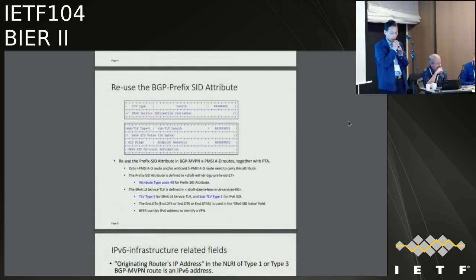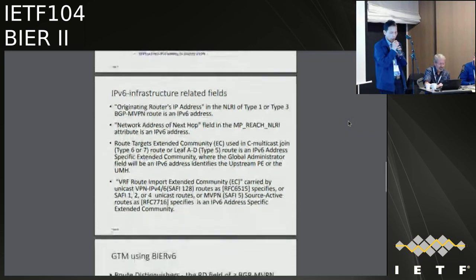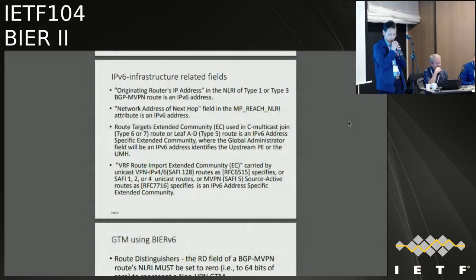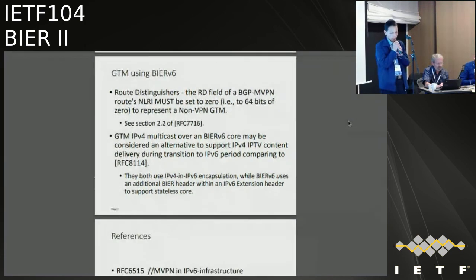There is also some IPv6 infrastructure related. Sorry, please. Next one. Yes. There are some IPv6 infrastructure related fields, like the originating router's IP address, route targets, extended community, and so on. These are all defined in the current RFC. And also GTM using BIERv6. Next slide. Yeah, this is also defined in current RFC.